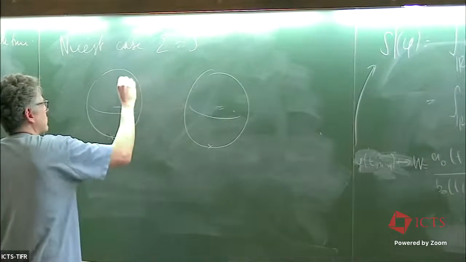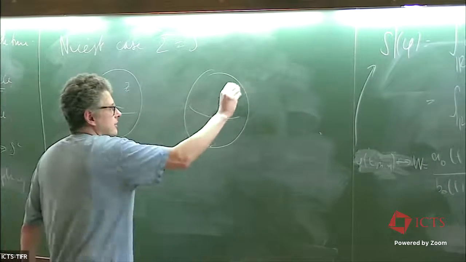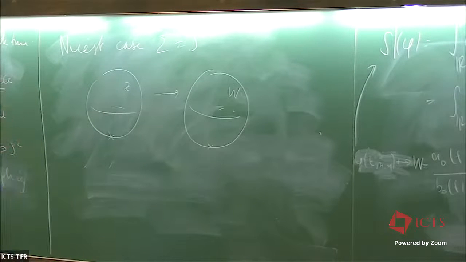So my stereographic coordinate here, let's call it Z. Stereographic coordinate here, call it W. So the formula for the static lumps is exactly the same as it was before. They're still just rational maps.